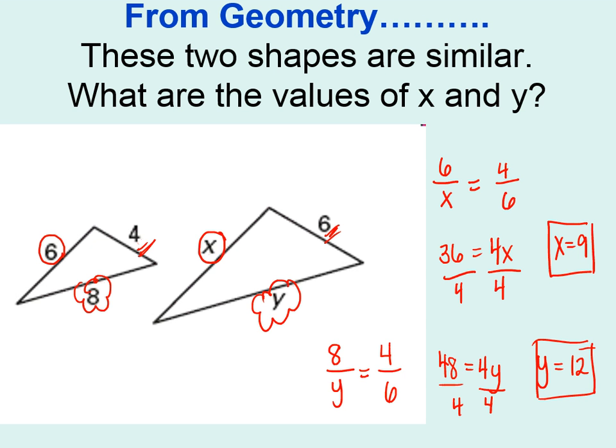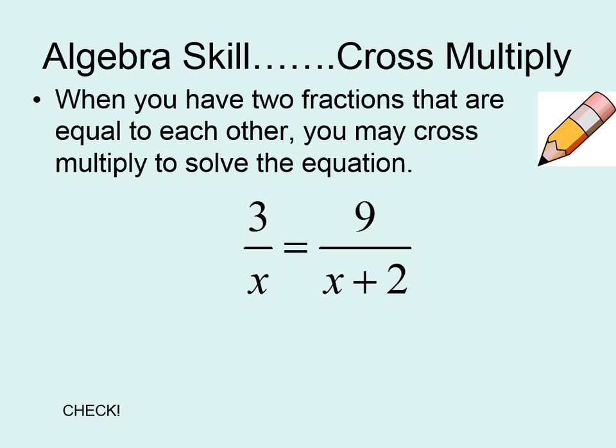Now our proportions are going to get a little bit trickier. We're not going to just have an x, we might have an x plus 2. We might have a whole bunch of x's, and we just have to be able to cross multiply appropriately, solve for that variable, and then always check our solution.